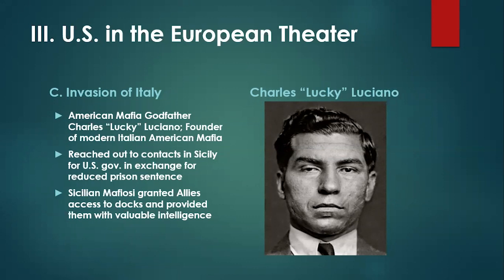Because the mafia kind of controlled all the docks into Sicily. They controlled all the access into Sicily. So Lucky Luciano reached out to them and said, "Hey, I need you to help these guys out, help them get into Italy." When they made this deal with him, he was in prison. And the deal was he would get a shorter prison sentence in exchange for helping the US get in contact with the people in Sicily who would help them with this invasion. They also provided the U.S. with all kinds of very valuable intelligence and just helped them along the way throughout their invasion of Italy.